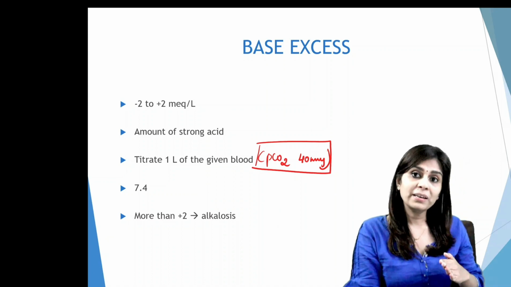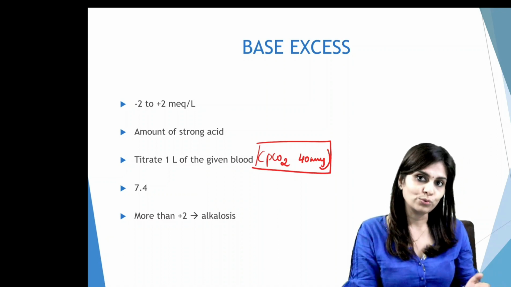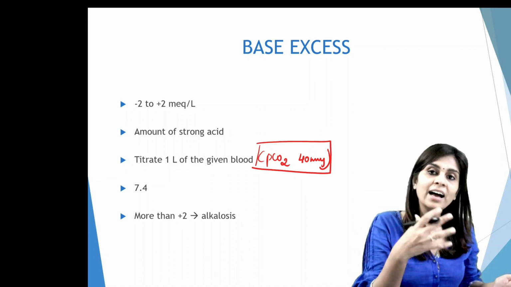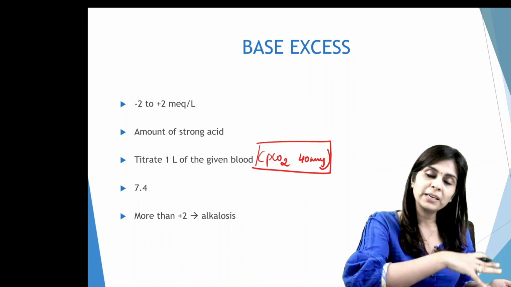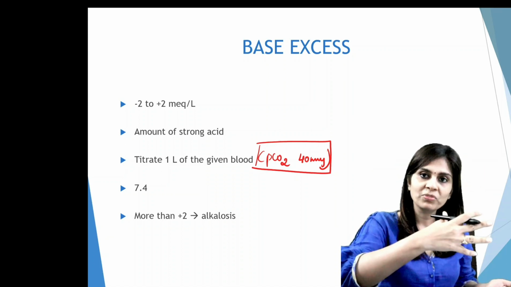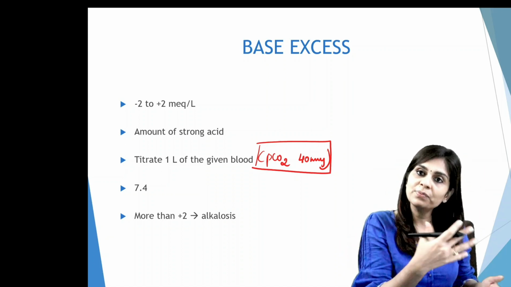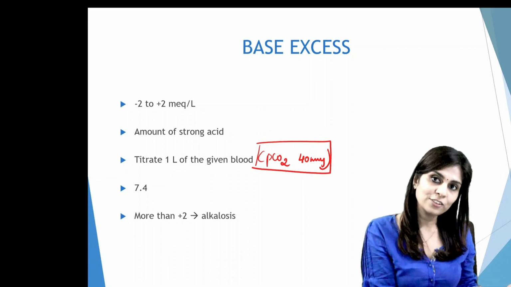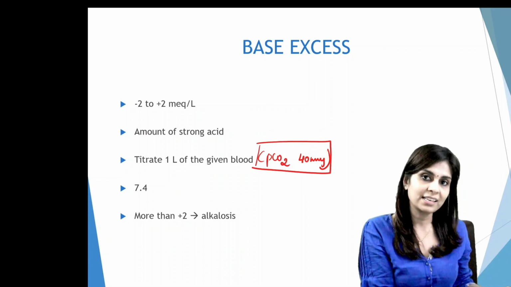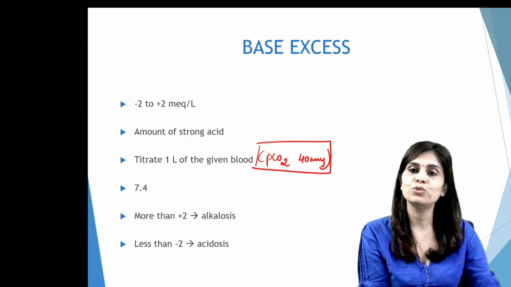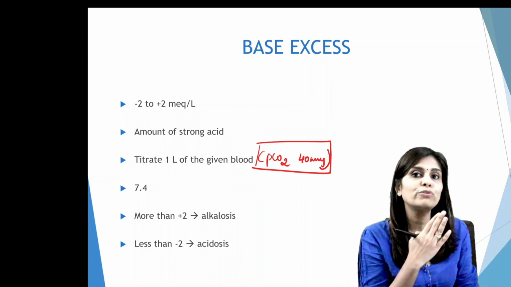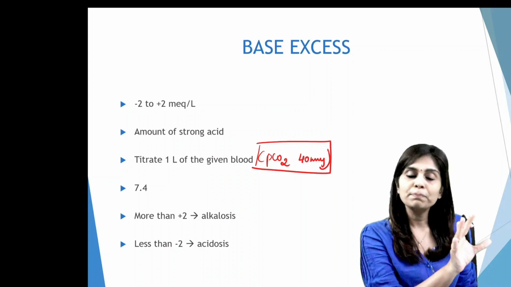Now, what if the base excess is less than -2? If it's less than -2, it means I didn't have to add acid. I had to add more base to bring the pH to 7.4. When do I have to add more base? When there is more acid. So, if the base excess is less than -2, it means the person has more acid and it is metabolic acidosis, because I've corrected for the respiratory defect by bringing the PCO2 to 40. So, this is base excess.